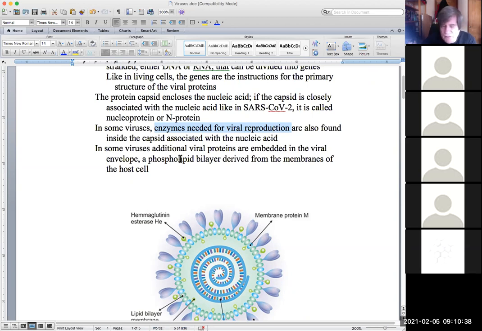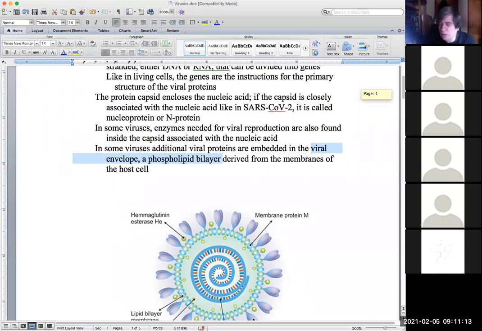So some viruses have enzymes, and some viruses have what's called a viral envelope, or sometimes just an envelope. And this envelope is a phospholipid bilayer. And this phospholipid bilayer is essentially stolen from the membrane of the host cell. Sometimes it comes from the plasma membrane. Sometimes it comes from one of the internal membrane systems like the Golgi apparatus or the endoplasmic reticulum.